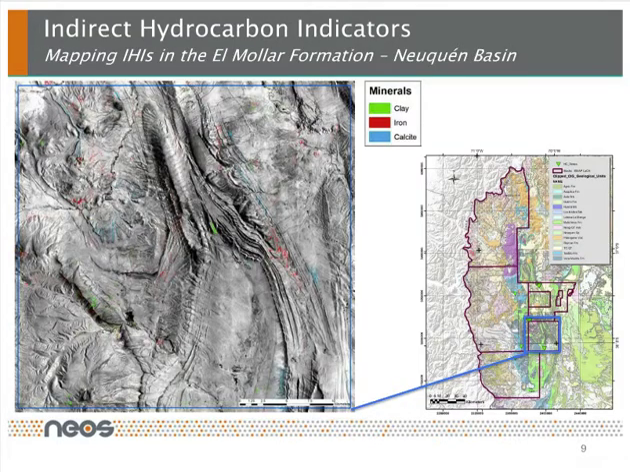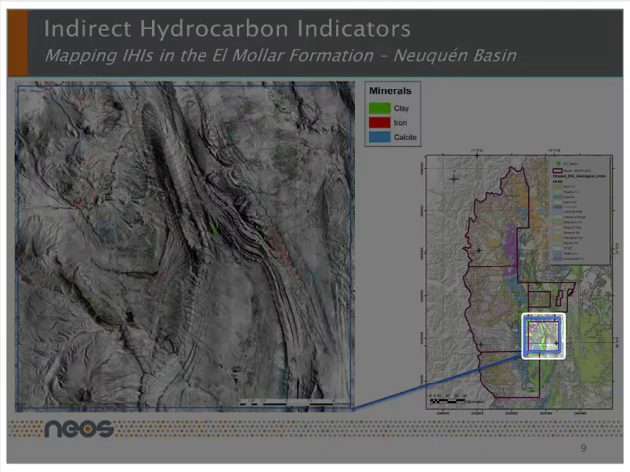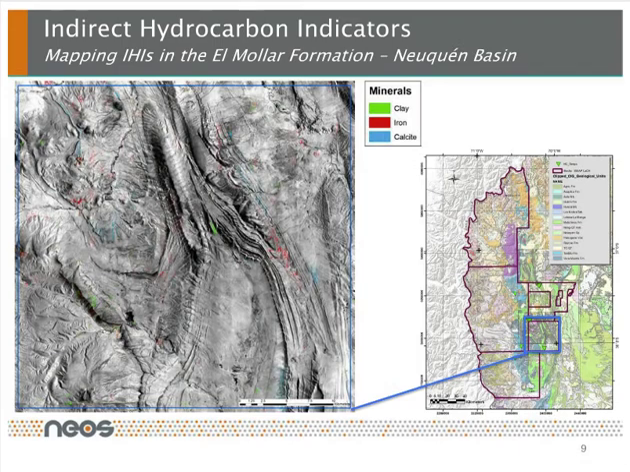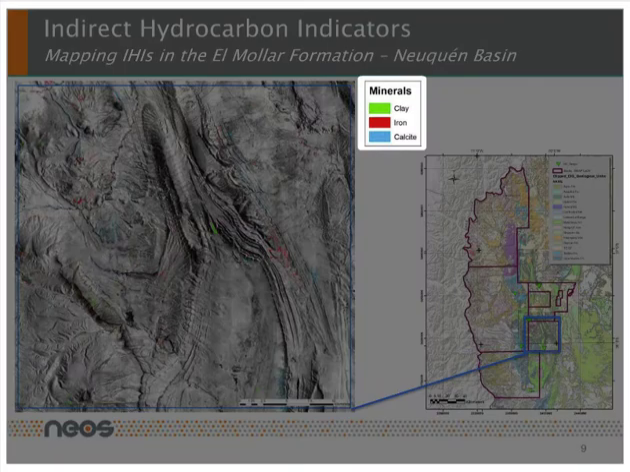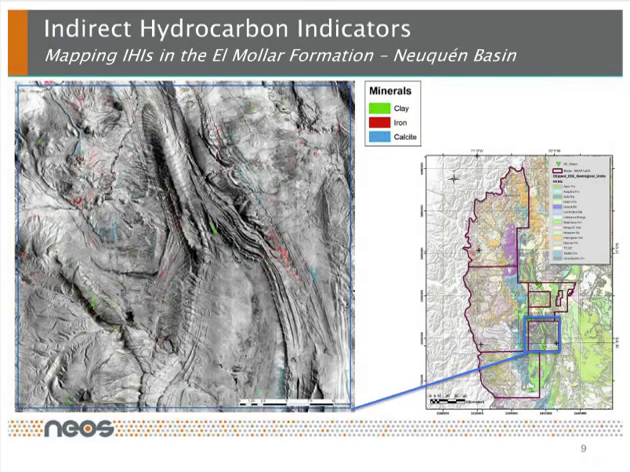The indirect hydrocarbon indicators of surface seeps or of micro-hydrocarbon seeps were analyzed throughout the area. The El Molar block, shown in the right-hand plate and outlined in blue, is expanded in the left-hand plate. The hyperspectral mosaic is overlain with the location and the type of indirect hydrocarbons found in this area, being altered clays in green, irons in red, and calcites in blues.